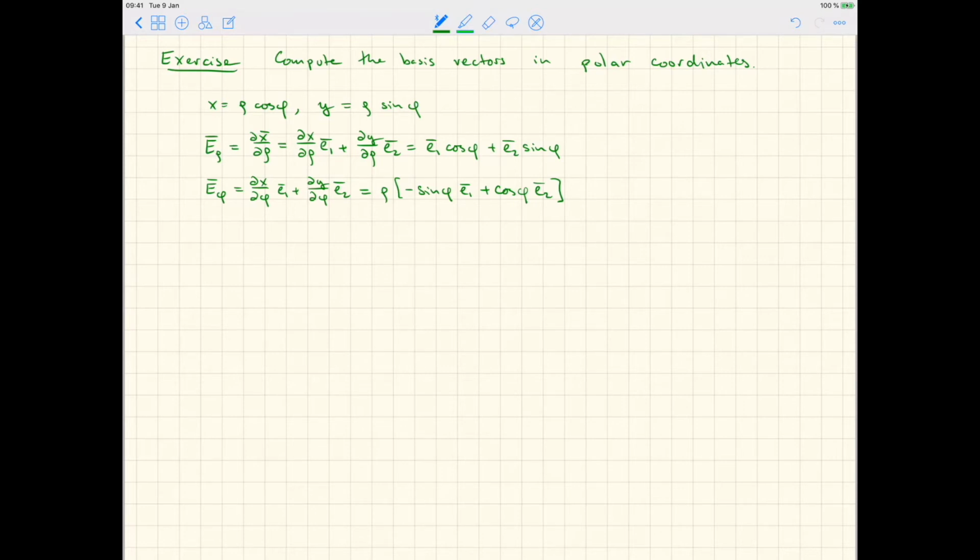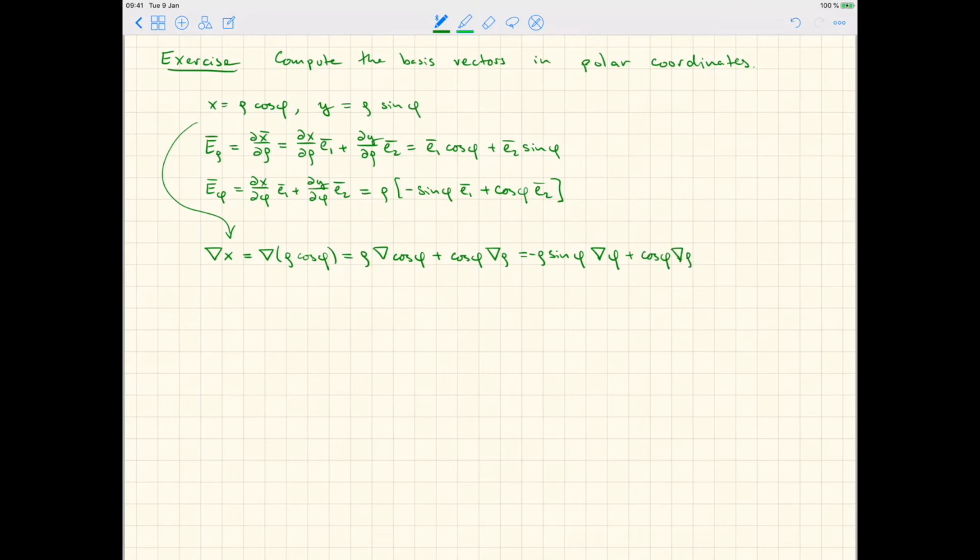When it comes to computing the dual basis, we will do it in a slightly different way. We start by computing the gradient of the Cartesian coordinate function x. Inserting the definition of x in terms of the polar coordinates, this is equal to the gradient of rho times cos phi. By applying the product rule for derivatives, this is equal to rho times the gradient of cosine phi plus cosine phi times the gradient of rho, which in turn is equal to minus rho sine phi times the gradient of phi plus cosine phi times the gradient of rho.